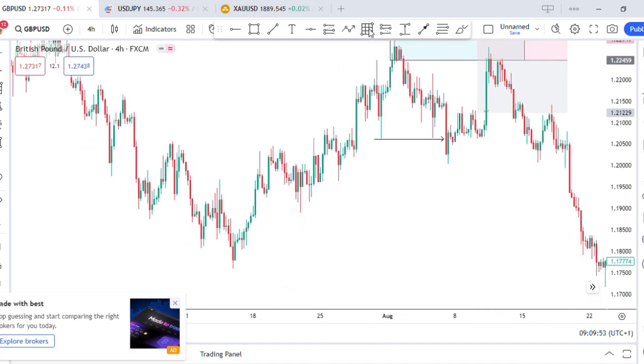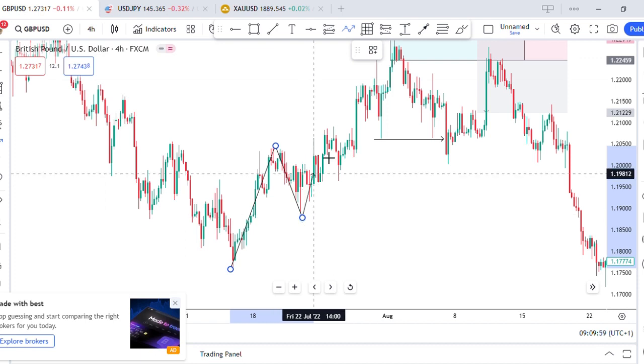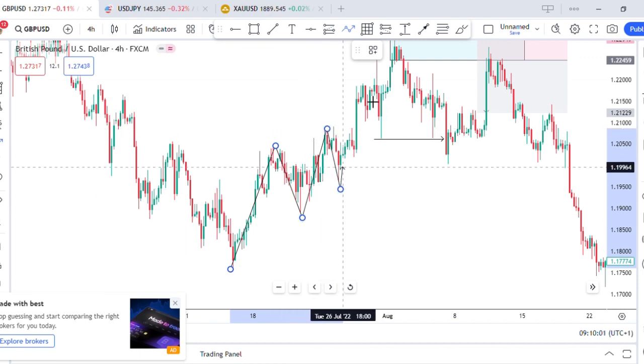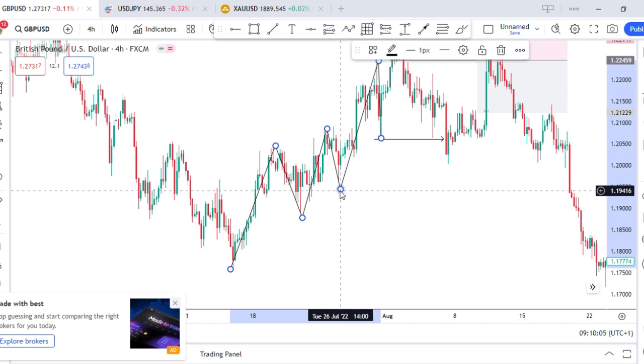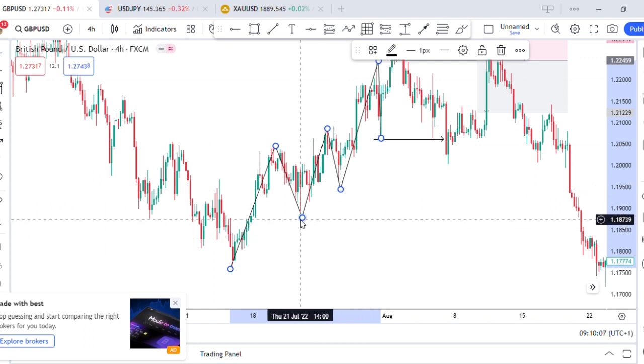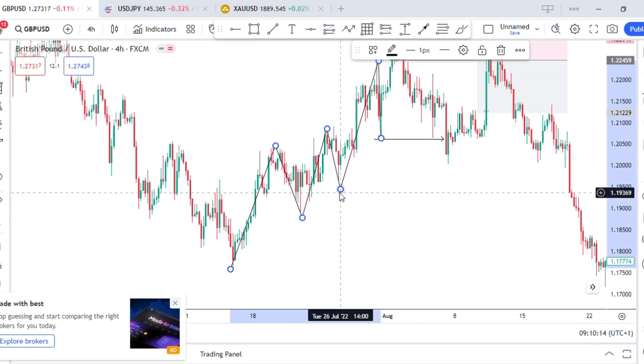Every single time the market forms higher high, higher low, higher high, higher low, higher high, higher low, this higher low is not breaking this higher low. It's a rule. It must not break it. This higher low is not breaking this previous higher low.